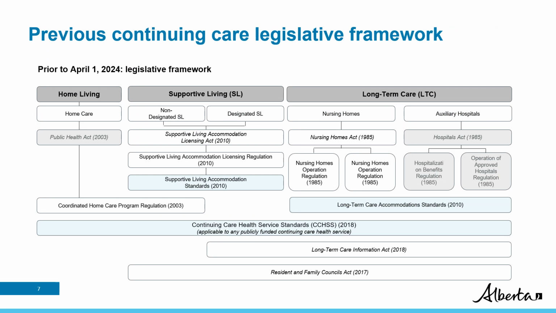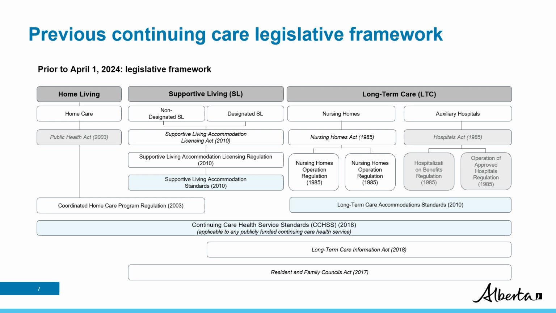The previous legislative framework for the continuing care sector was complex and comprised content from 6 acts, 6 regulations, and 3 sets of standards. In addition, some of the legislation dates back to 1985 and doesn't accurately reflect the continuing care system in practice, and in some cases may act as a barrier to flexibility and person-centered care.